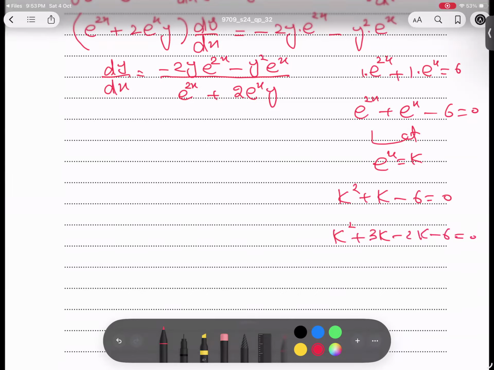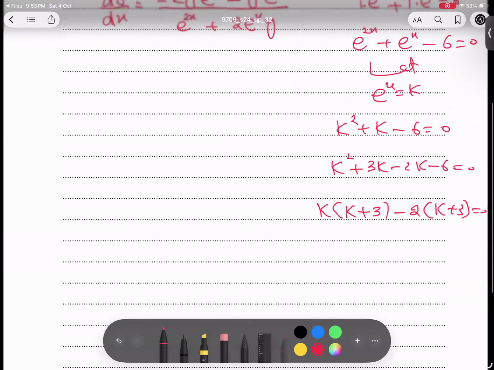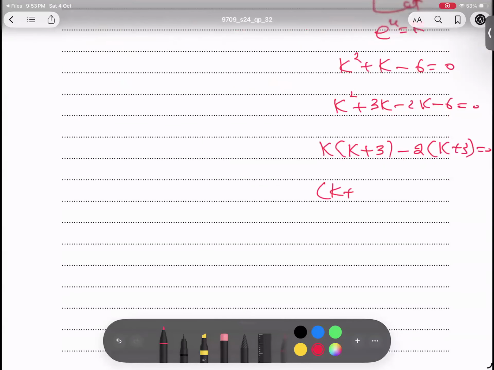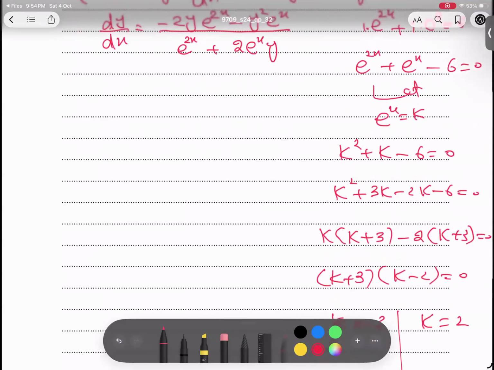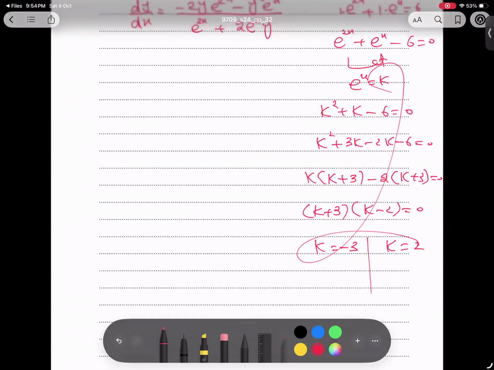So k common from here, I got k common, k plus 3 and negative 2 common, I got a k plus 3. So I believe you're understanding: k plus 3 and k minus 2 is equal to 0. So you have two answers. k is negative 3 and k is equal to positive 2. So I will plug in both values back into the equation here, so we get the x value.